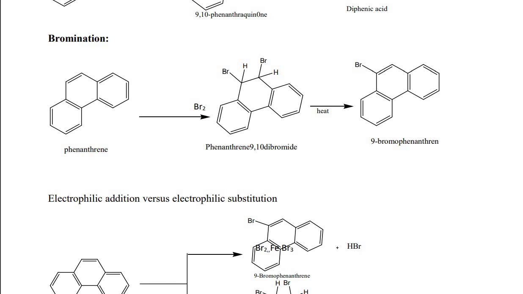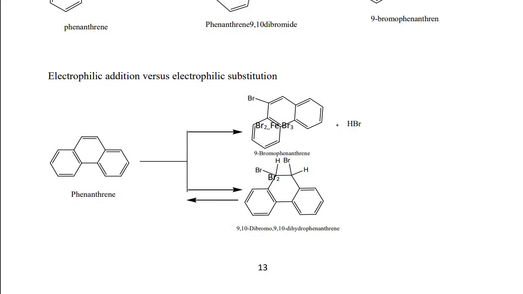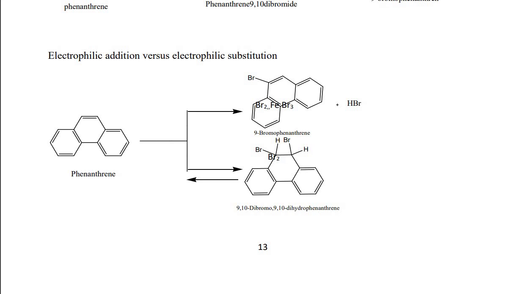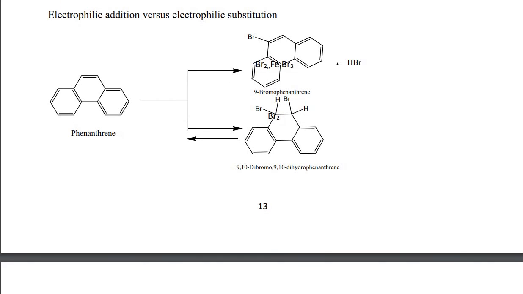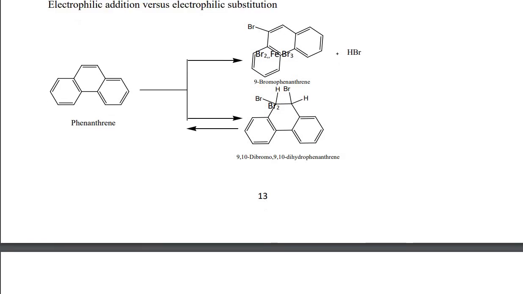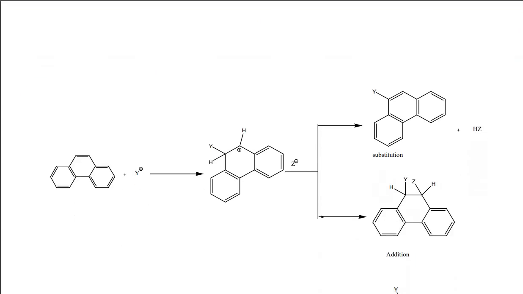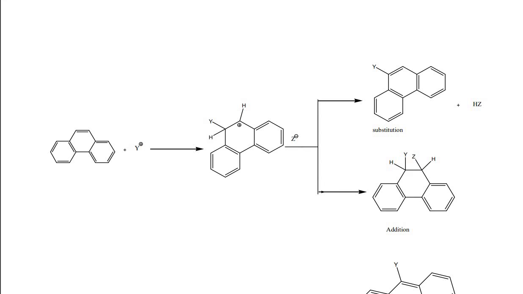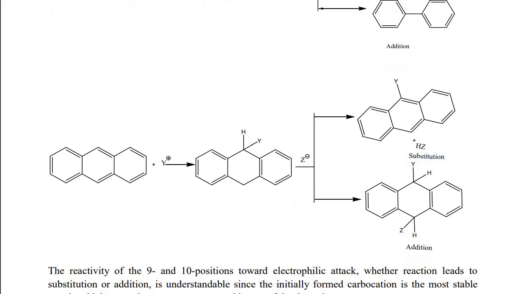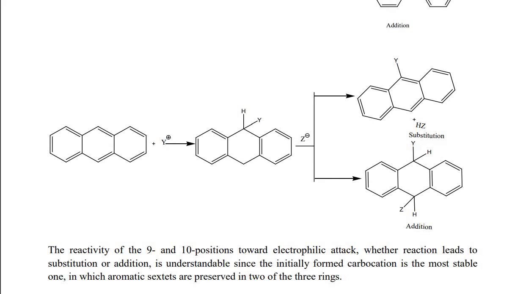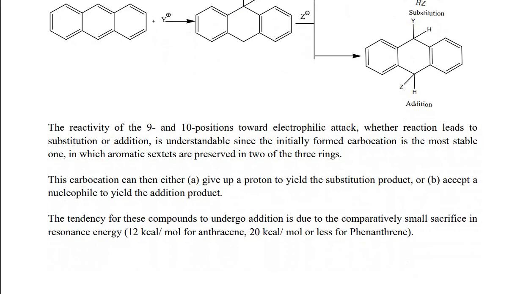Bromination: phenanthrene undergoes bromination, you will get the 9,10-dibromide, and further on heating you will get the single bromine product, 9-bromophenanthrene. Now electrophilic addition versus electrophilic substitution. So phenanthrene has two products, one addition product, one substitution product. You can see if the electrophile is approaching, the positive charge is here, there is a substitution product and another is an addition product. In case of anthracene, you have the substitution product, you have the addition product.